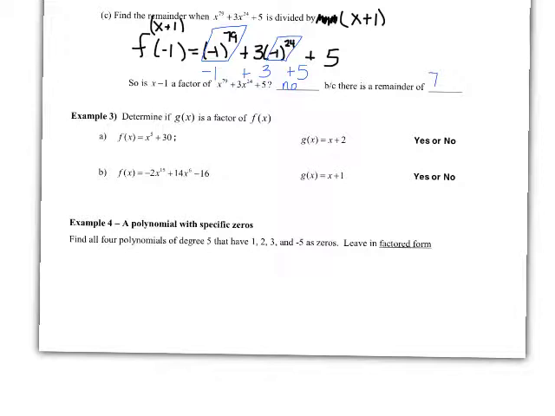So for example A, you should have gotten -2. So no. B, you should have gotten 0. So yes. All right. Example 4. Find all 4 polynomials of degree 5 that have 1, 2, 3, and -5 as zeros.